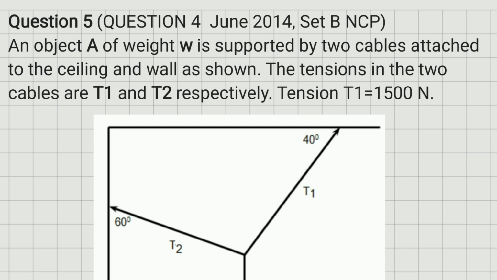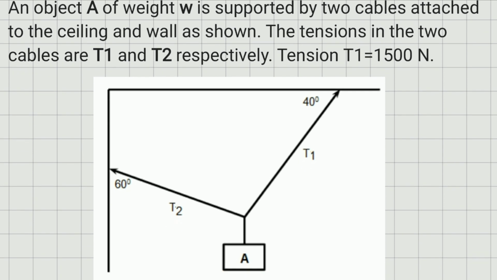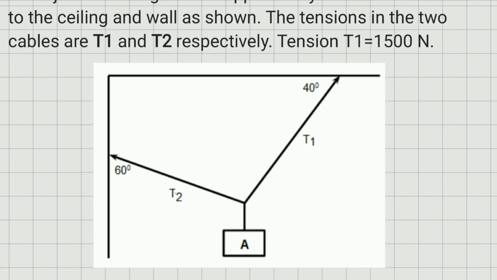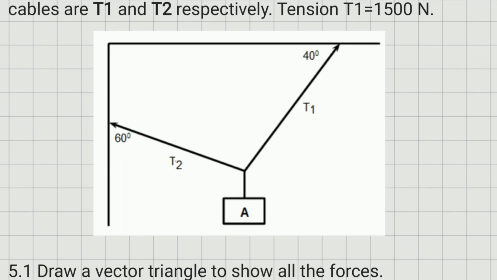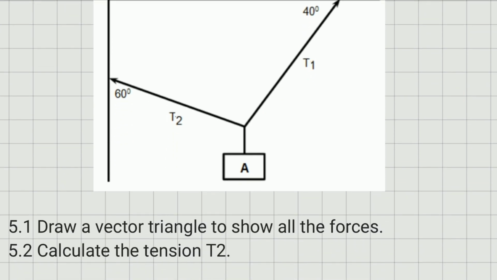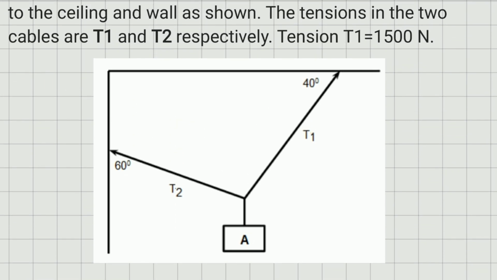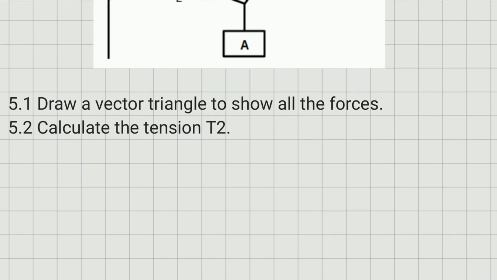An object A of weight W is supported by two cables attached to the ceiling and wall as shown. The tensions in the two cables are T1 and T2 respectively. Tension T1 is 1,500 Newton. And guys, the last question of the previous video was very much the same as this one. Draw a vector triangle to show all the forces. Now, they do not want the vector diagram, they want a vector triangle.